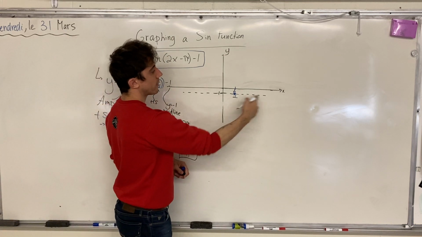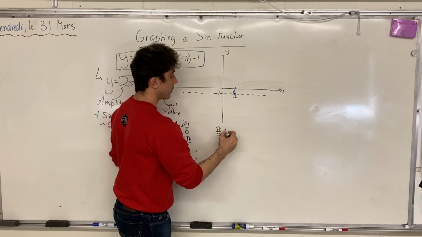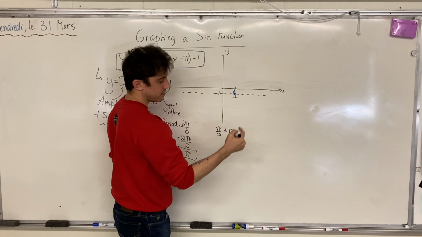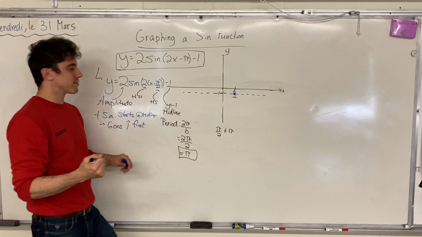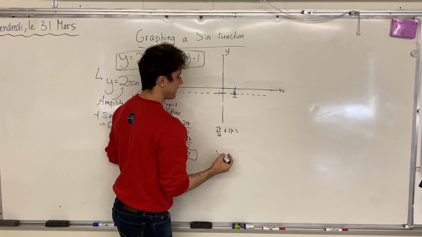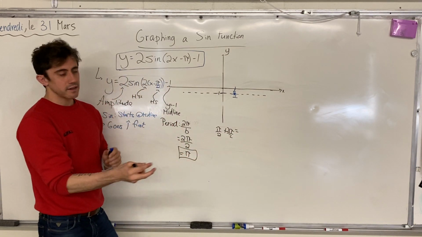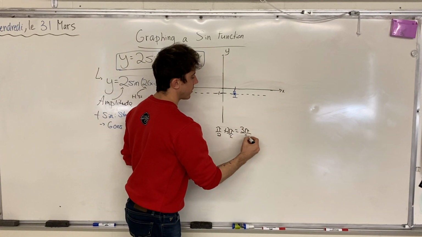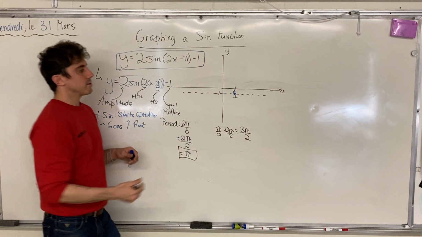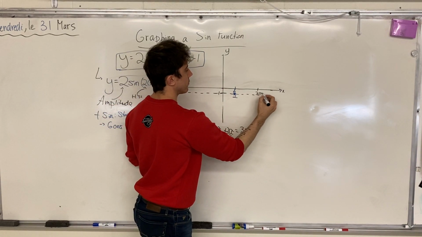If we want to know where we're going to end our first cycle, it'll be at pi over 2 plus pi. And if you want to add fractions, hopefully that's something you're comfortable with. We can treat pi as 2 pi over 2 to have a common denominator, and so pi over 2 plus 2 pi over 2 brings us to 3 pi over 2. So we can pop that onto our graph somewhere around here, 3 pi over 2.